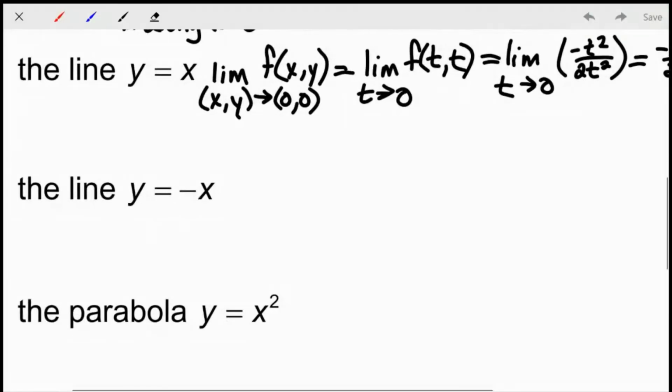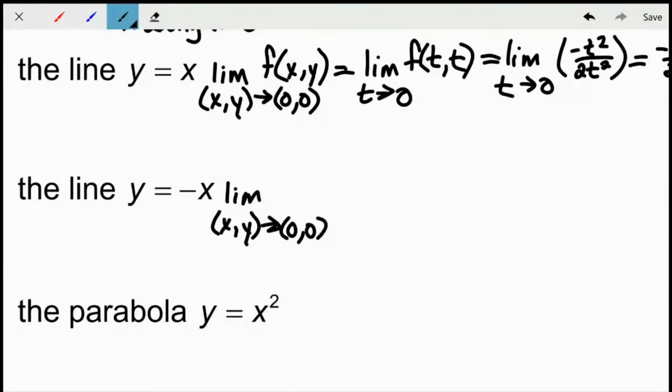Okay, so let's go ahead and evaluate these last 2 just to get a sense of how this works. For this next one, we have the limit as (x, y) approaches 0, 0 of this function.